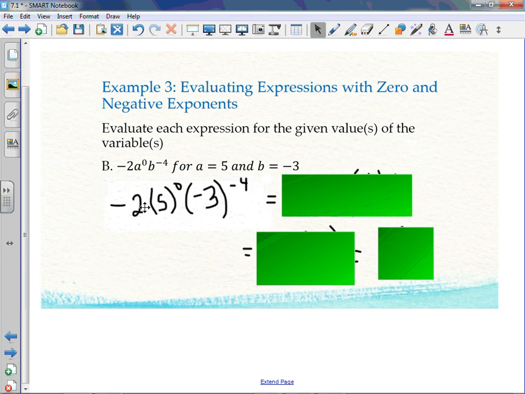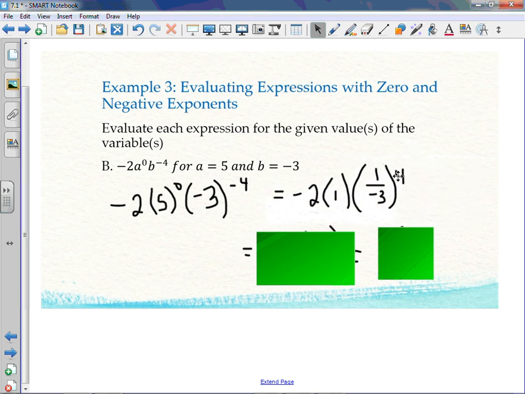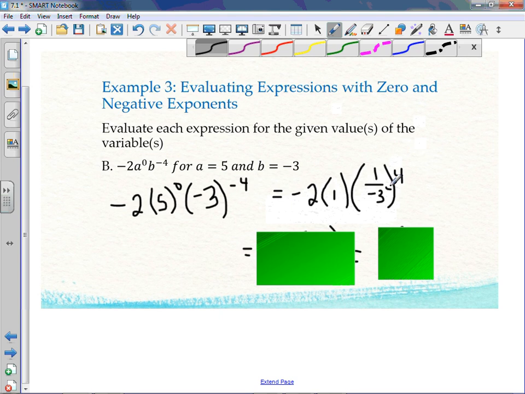it represents. So we get -2, 5 to the 0, -3 to the -4th. Then we start simplifying. -2 stays, 5 to the 0 becomes 1, and -3 to the -4th, -3 is the base, so that gets dragged down to the denominator. We get 1 over -1 to the 4th. Sorry, -3 to the 4th. Should technically be down here.